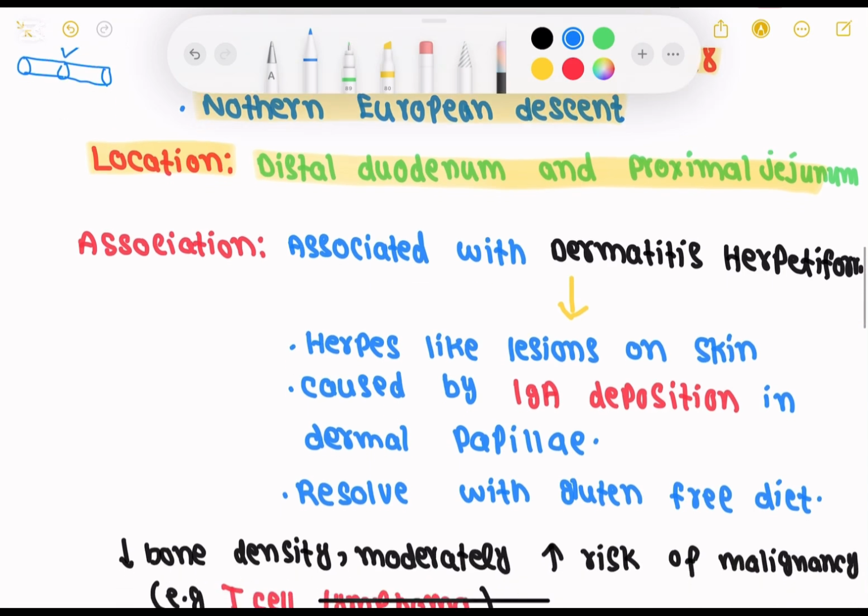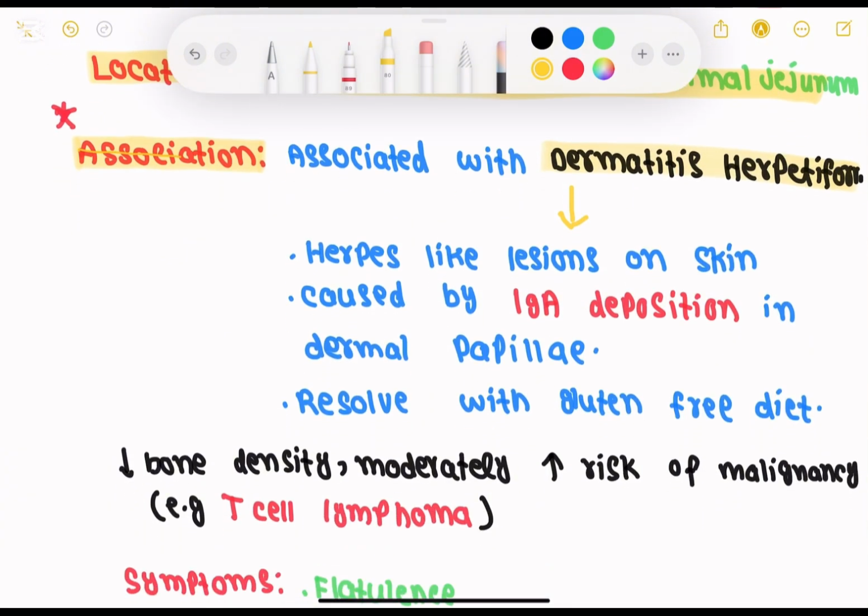Now, what is celiac disease associated with in terms of other conditions? That is very very important with respect to exam. We will discuss that celiac disease is associated with dermatitis herpetiformis. You can see the picture in Google of dermatitis herpetiformis.